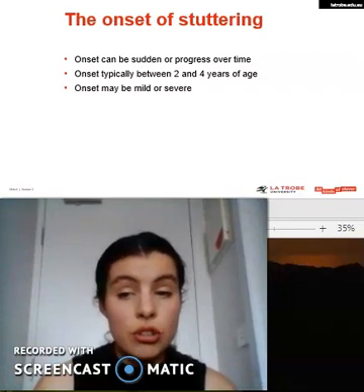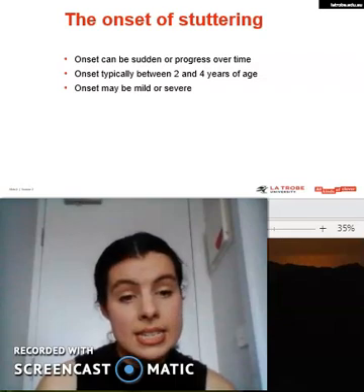Stuttering varies between children in its frequency and severity. This is important to remember in clinic. We'll talk about different types of stutters, but remember you need to look really closely at behaviours and understand that sometimes stuttering can be quite subtle.